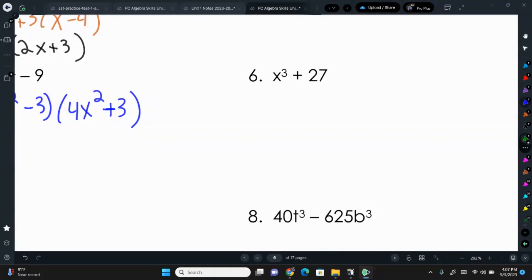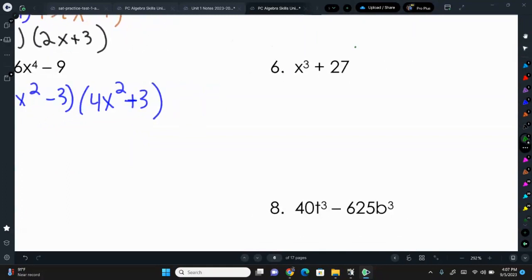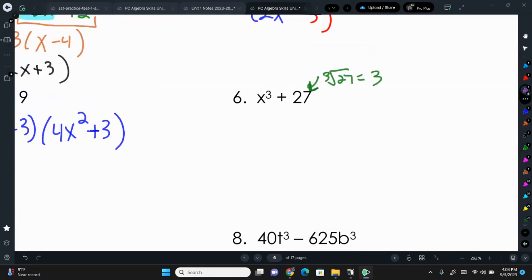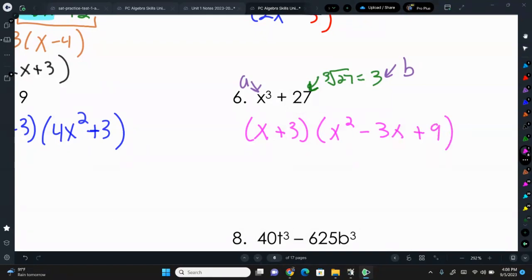Number 6, this is the sum of two cubes because the cube root of 27 is 3. So we can use that formula where a is equal to x and b is equal to 3. So if we use that formula from above for our sum of cubes, it's going to be a plus b, so x plus 3, times a squared minus a times b, so 3x, plus b squared, 9. We can't factor this any further, so that is our final answer.